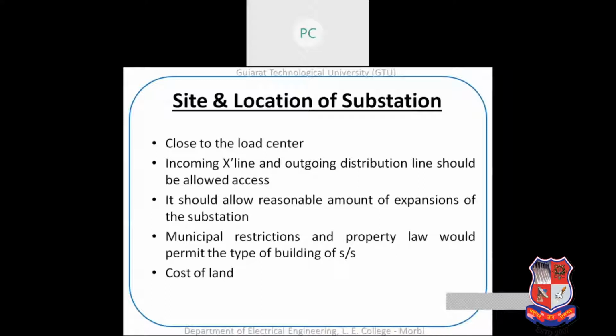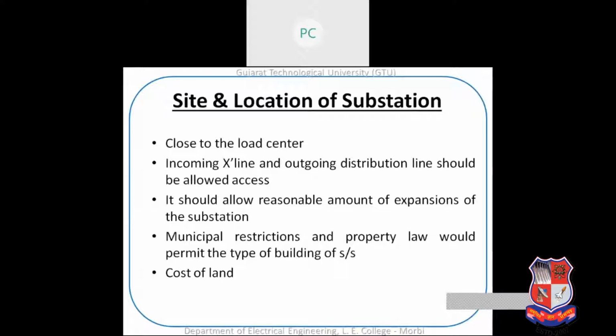Now why is it important? Because let's say at some point we are required to maintain a transmission line, or maybe there is an outage of a transmission line due to a fault. So how can we maintain that if it is not easily accessible? So a very important parameter for the site and location of the substation is that your apparatus as well as the transmission lines which you are placing through the substation should be easily accessed.